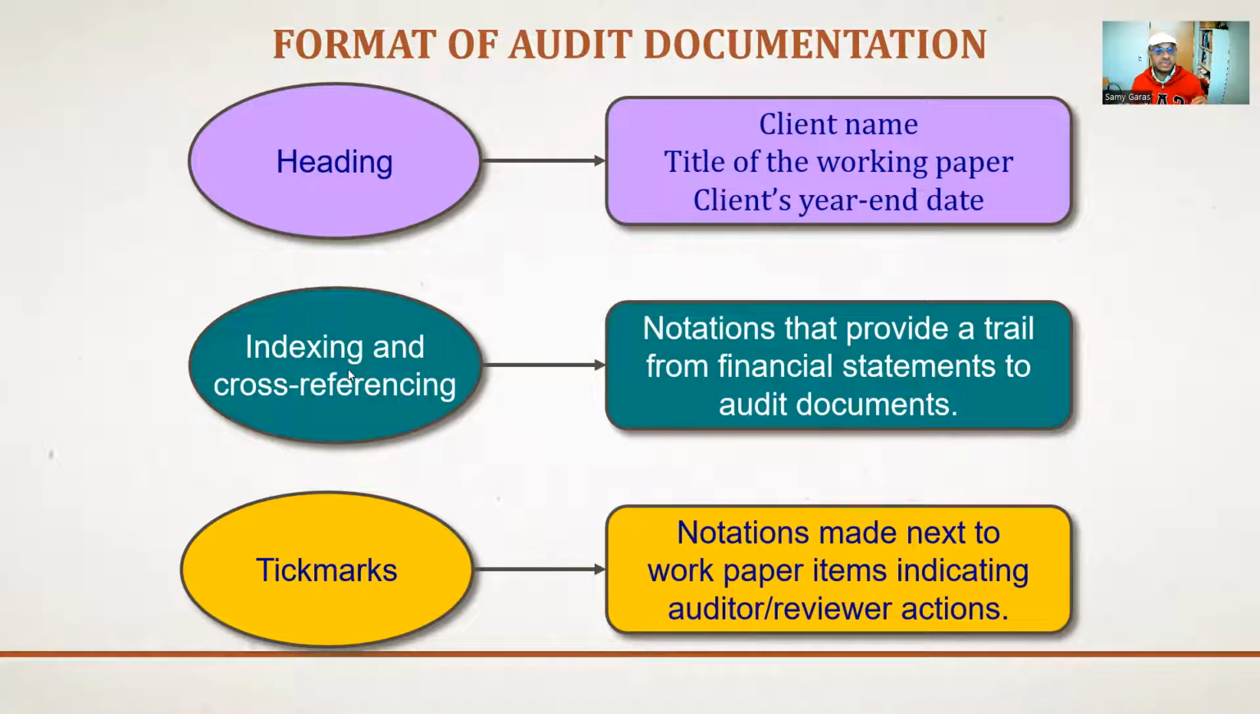We make indexing and cross-reference, where we make some notation that provides a trail from the financial statements to the audit documentation. And then we make tick marks, and we use different symbols and notation that will be next to the numbers to indicate the auditor actions that we should take for the paper. So we make a tick mark for asking for more information, or getting another document, or correction. So we have different symbols we use in auditing.